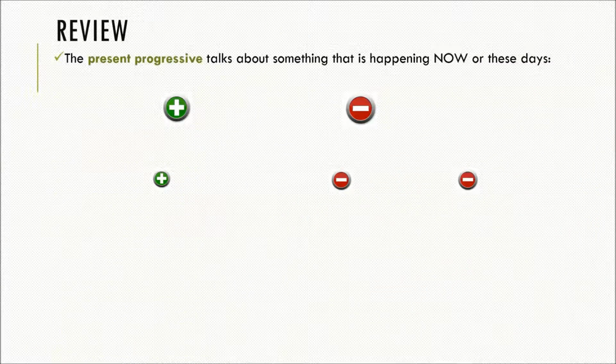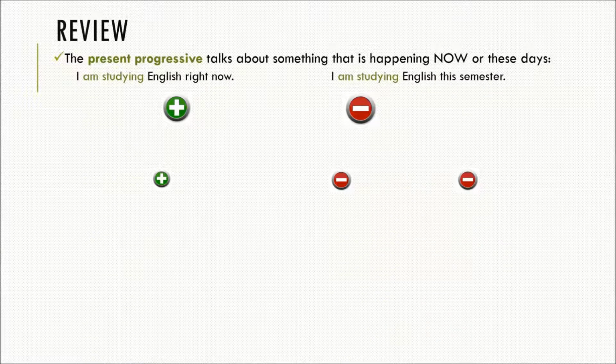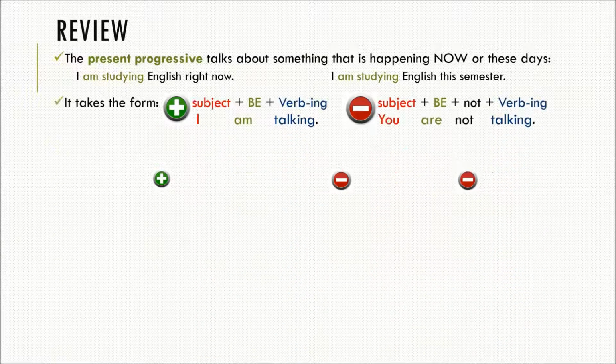Let's review. Remember, the present progressive talks about something that is happening right now or these days. I am studying English right now. I am studying English this semester. The present progressive takes the form subject plus be plus verb ing. I am talking for affirmative statements. For negative statements, we need to add the word not. Subject plus be plus not plus verb ing.